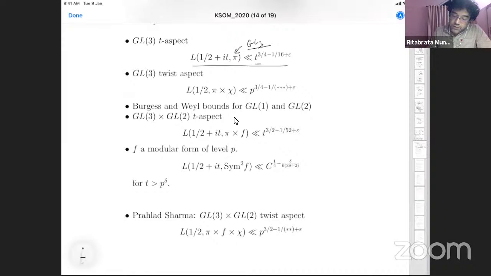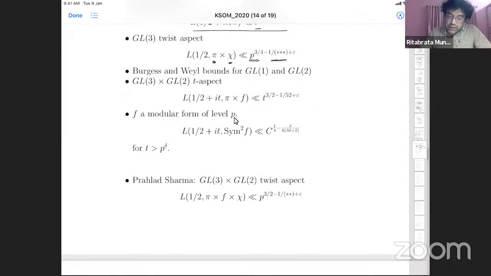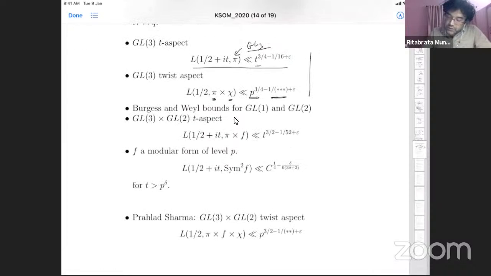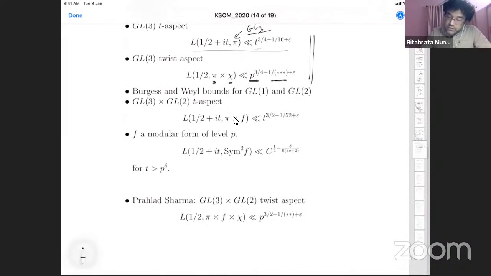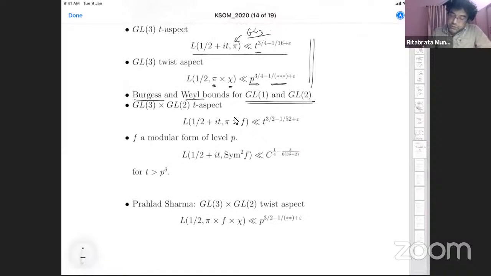And I also, in another paper, proved the twist aspect. So here, my GL3 form pi is fixed, and chi is modulo P, and P to the power 3/4 is the convexity, and I got P to the power 3/4 minus something, 1/308 or something over here. So at some saving, okay, and this has been improved to 1/36. Okay, and so I got some new results for GL3 L functions, but it also turned out that you can use this idea of the delta symbol and get the old Burgess bound and Weil bound for the lower degree L functions also. Okay, so it also gives you the landmark results that you already had in the literature. And also it turned out that one can extend this idea to GL3 cross GL2 L functions also.